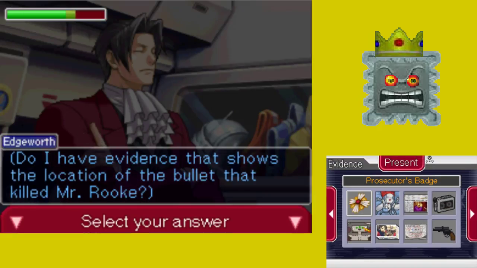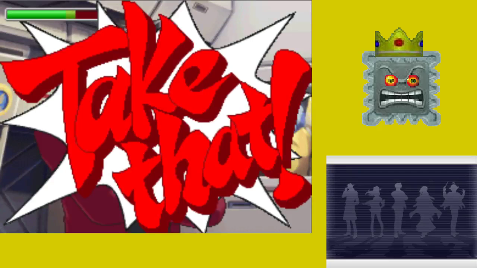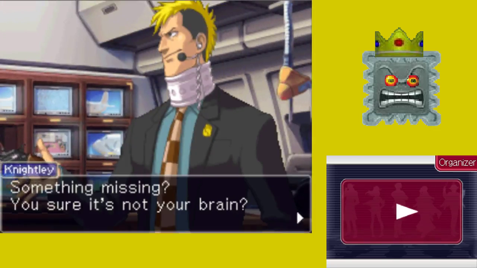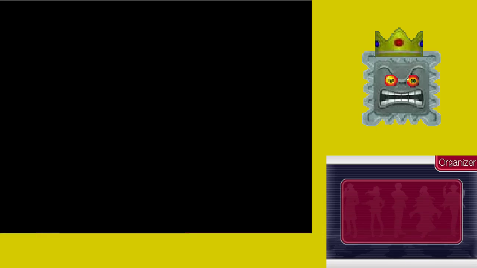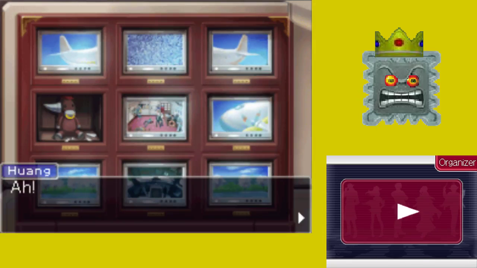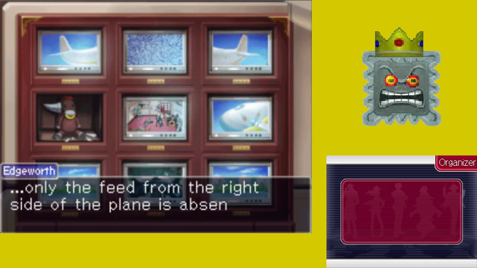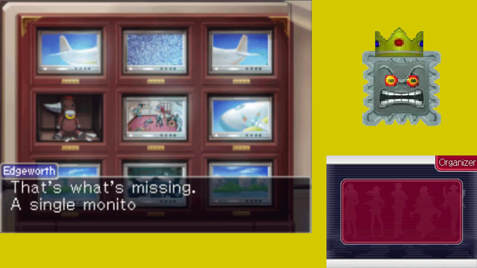Do I have evidence of the location of the bullet? Yes, we have it. Monitors. In this room, there is only one thing that's clearly missing. Something missing? You sure it's not your brain? No, it's yours. I'd like you to look at the rack of security monitors. Oh! It seems you noticed, Mr. President. Among these images of the plane's surroundings, only the feed from the right side of the plane is absent. Now that's what's missing. A single monitor.